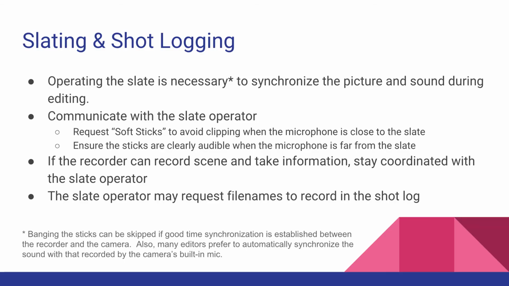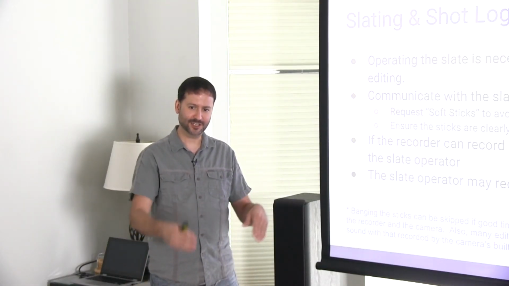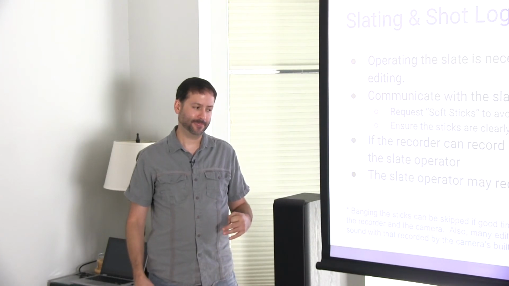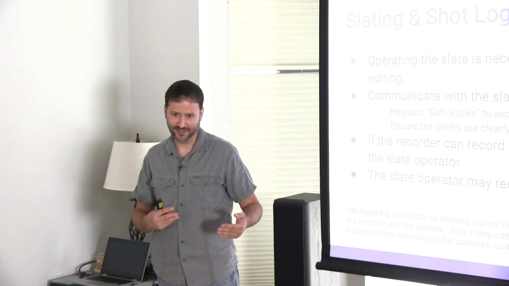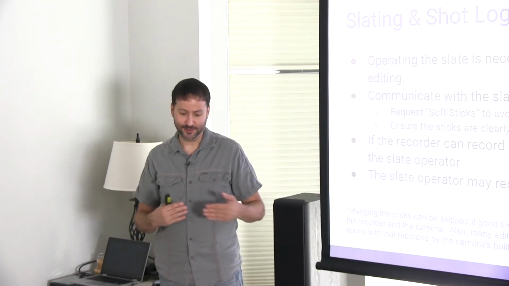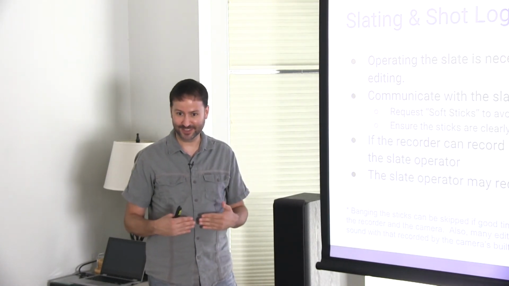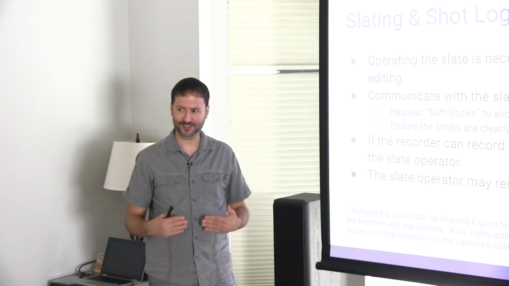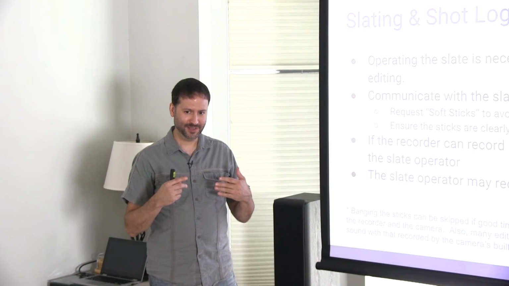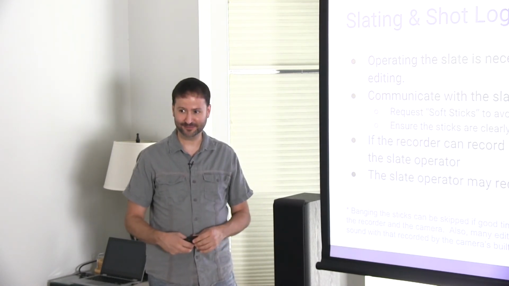So yeah, like I was saying, that recorder keeps track of the scene number and the take number. It automatically increments the take number for me, but that can be more trouble than it's worth because sometimes you get off track. Sometimes the slate operators skip the number. So you gotta make sure that you stay coordinated with the slate operator so that your recorder knows the same thing that the slate operator put on the slate.